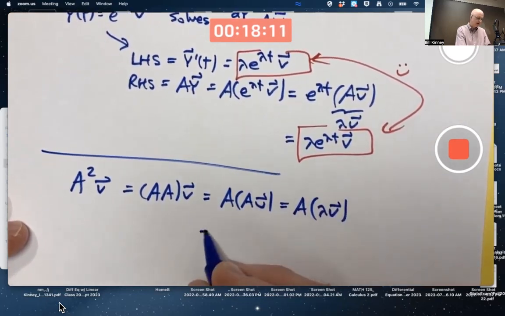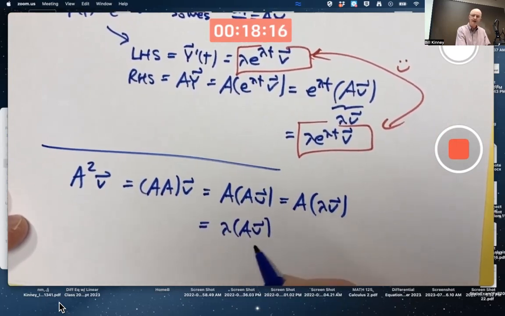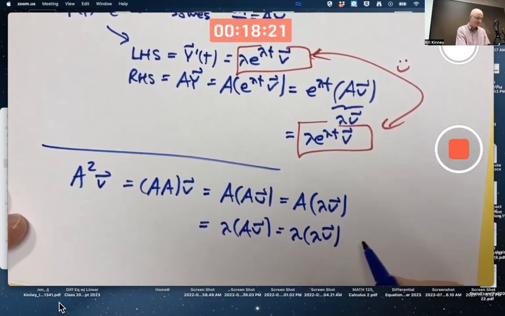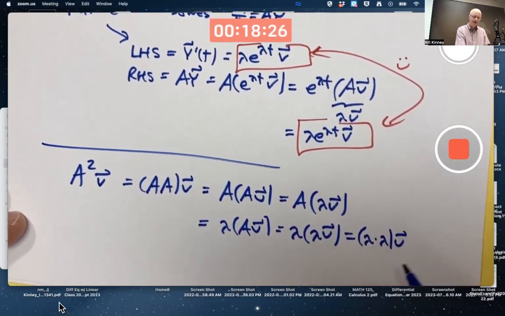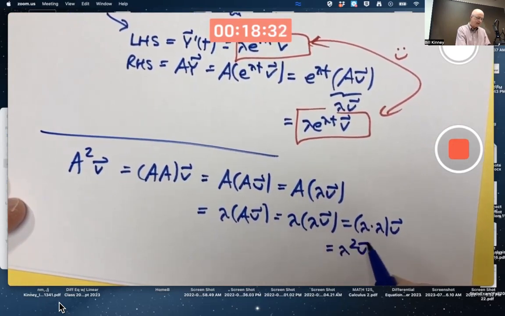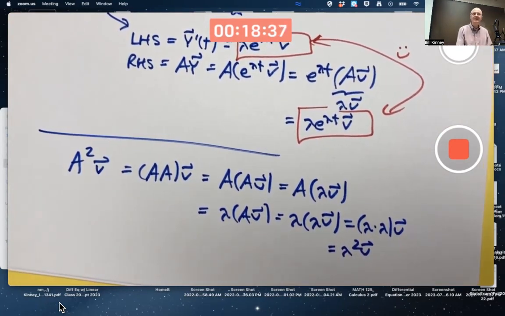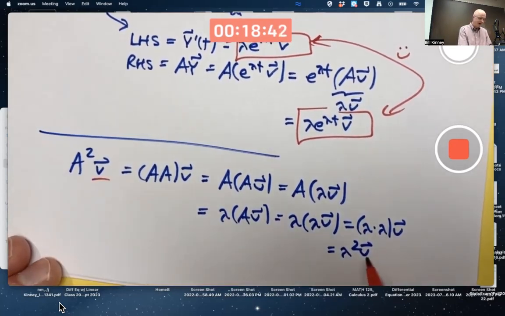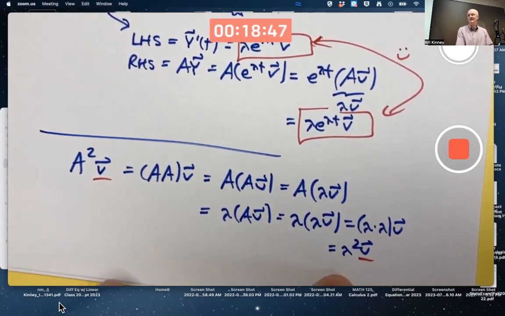And it's a property of algebra that you can bring the lambda in front and write this. And I see A times v again. Use the fact that v is an eigenvector again. Write that. Use the associative property. That's a times there. It's not a dot product. Lambda is a scalar. You get lambda squared times v. What does this mean? It means if v is an eigenvector for the matrix A with eigenvalue lambda, then it's also an eigenvector for the matrix A squared with eigenvalue lambda squared.